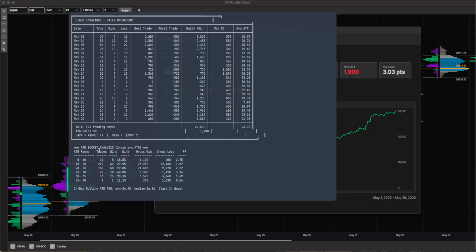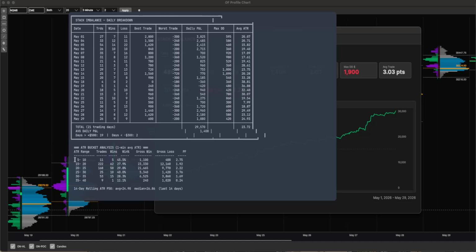ATR bucket analysis. This is a 1 minute average of the ATR, the average true range. How far does the NQ travel within 1 minute? Now, the ATR range, and then we have trades, wins, win percentage, gross win, gross loss, and a profit factor. Profit factor just basically says, if you have a profit factor of 1.5, then that means for every $100 you lose, you're going to make $150. That's basically $50 profit, just roughly. That is basically what it means.